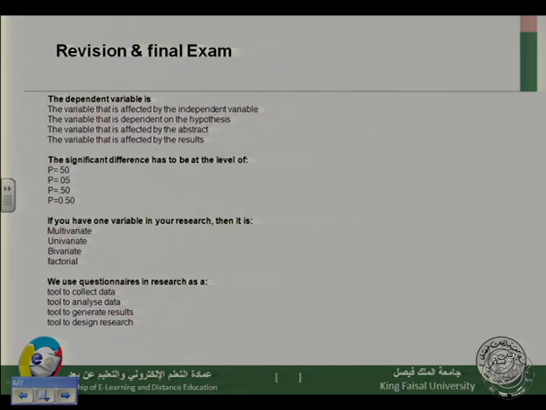The significance difference has to be at the level of 0.05, choice number 2. If you have 1 variable in your research, then it is univariate, choice number 2. We use questionnaires in research as a tool to collect data. So these are just examples of how the final exam will be, and hopefully it will be very easy.